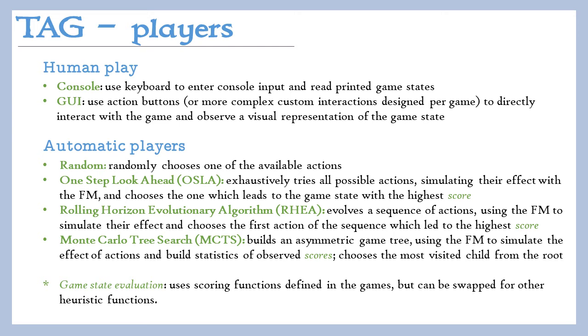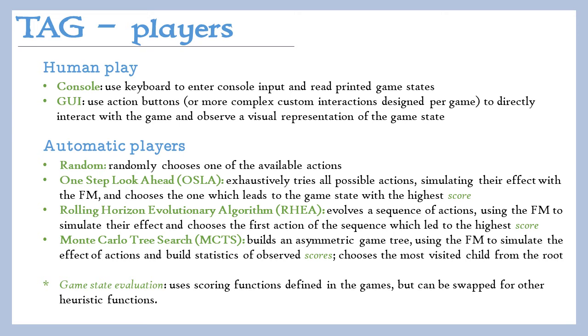Additionally, we have 4 artificial players that can be run with any game. Random takes a random action out of all possible. One step look ahead, or OSLA, greedily selects the action which leads to the next best state. The rolling horizon evolutionary algorithm, or RHEA, evolves a sequence of actions and chooses the first action of the best sequence to execute at the end. And Monte Carlo Tree Search, or MCTS, builds and searches the game tree for the next best move.